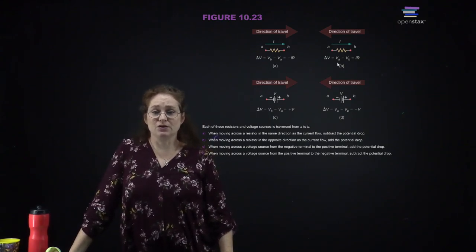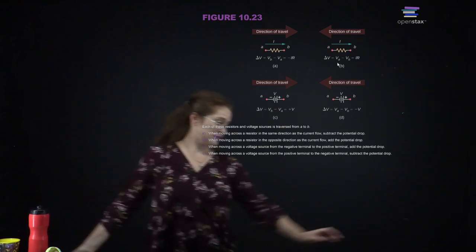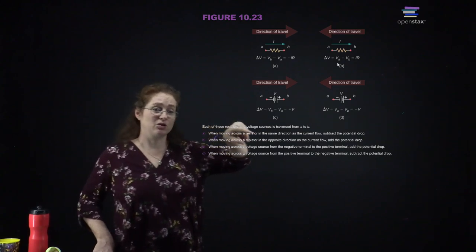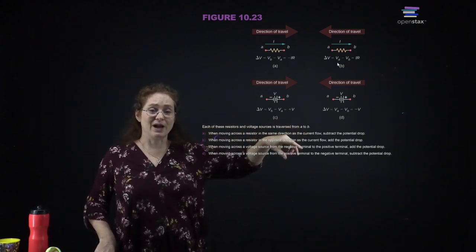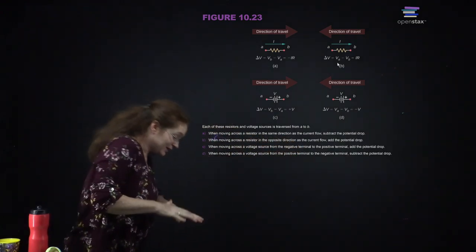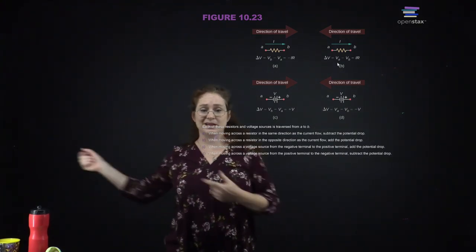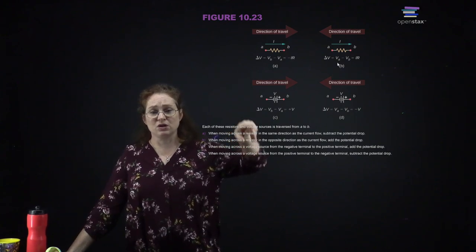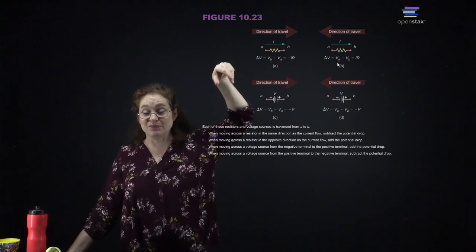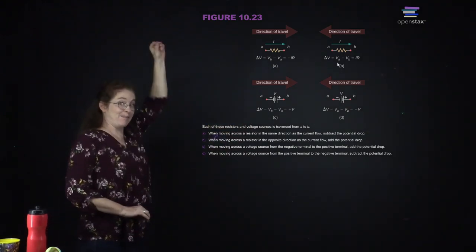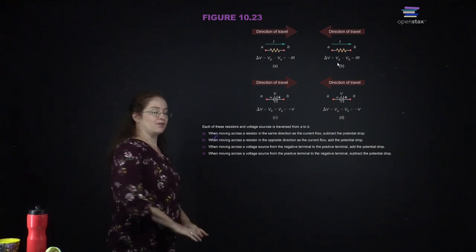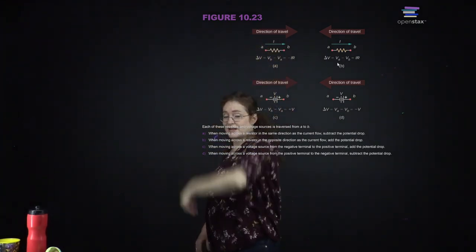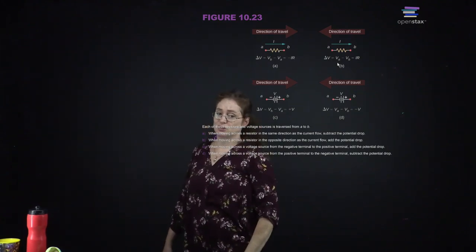All right. Then we're going to draw these loops, and we have to consider things carefully. When we move across a resistor in the same direction as the current flow, you subtract the potential drop. If you're going with the flow, then the potential is dropping. If you are going in the opposite direction, then the potential is going up. And when you go across a voltage source from the negative to the positive terminal, then you add the potential. Think of a battery like a step or an elevator: every time you go across a battery, you're kicked up from the ground to the top. And when you go from positive to negative, then the potential decreases, so you have to subtract the potential drop.